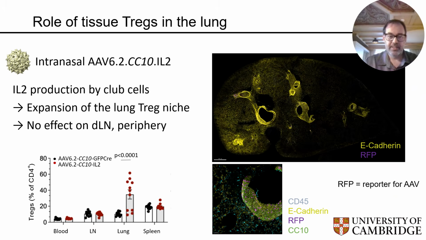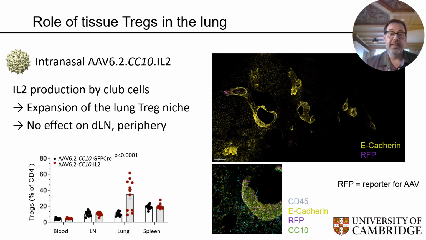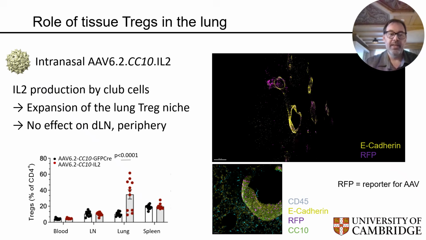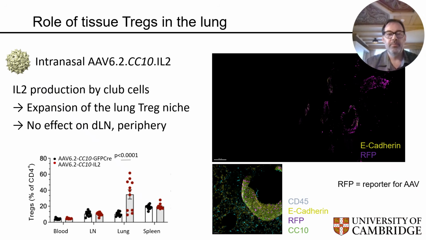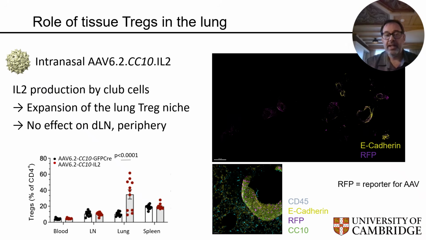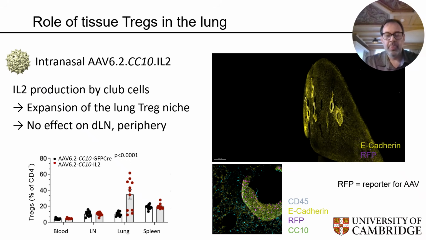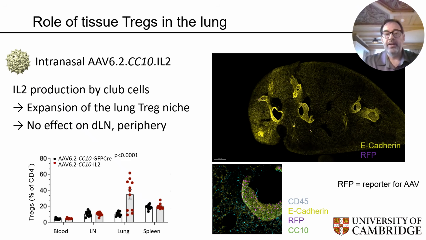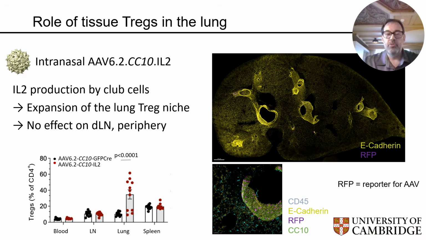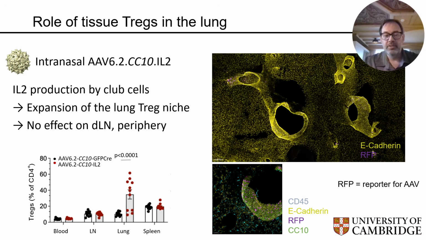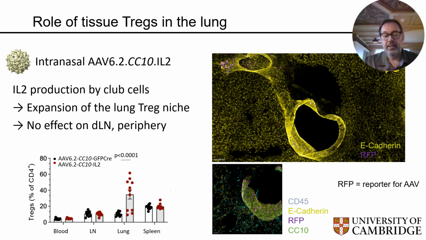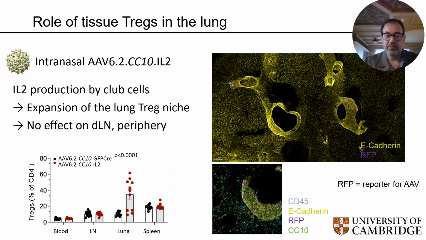Now, in this current study, what we've done is we've developed a new AAV system. It's an AAV 6.2 system using the CC10 promoter. And under this system, we get production by club cells in the epithelium of the lung. We get production of IL-2 inside the lung. We've got no extra IL-2 in the draining lymph nodes. Our regulatory T cells expand in the lung. No expansion in the draining lymph nodes, no expansion in any other organ that we've looked at.